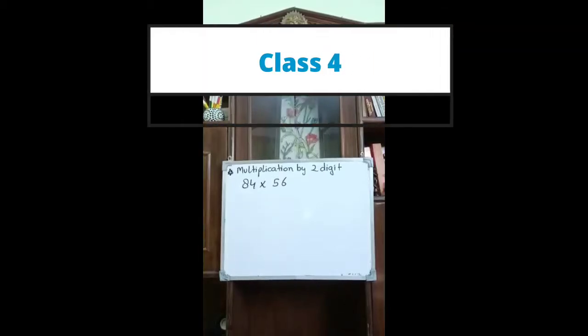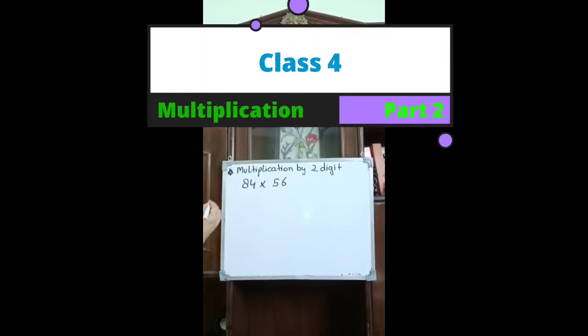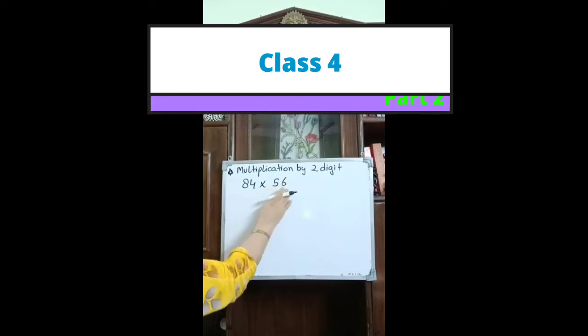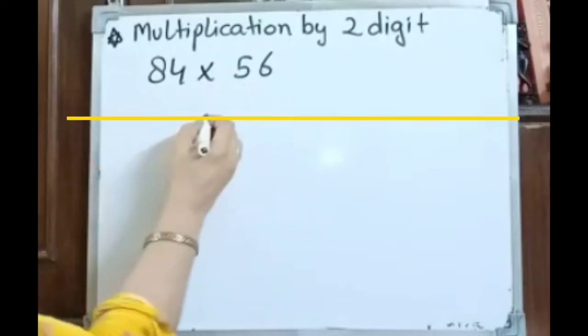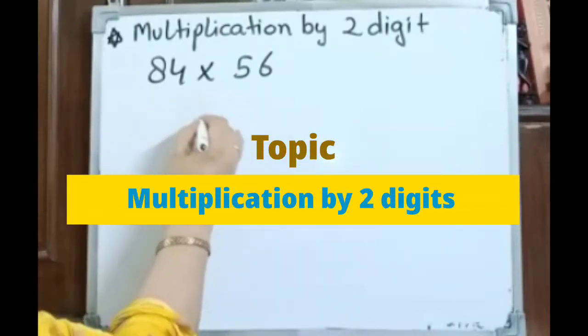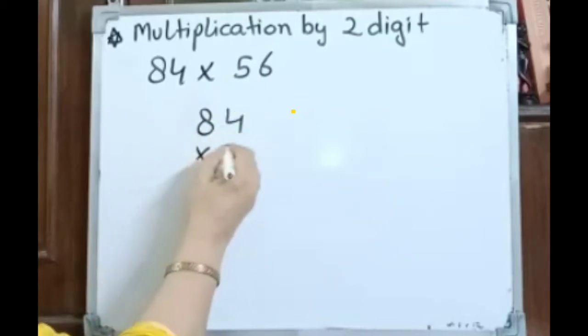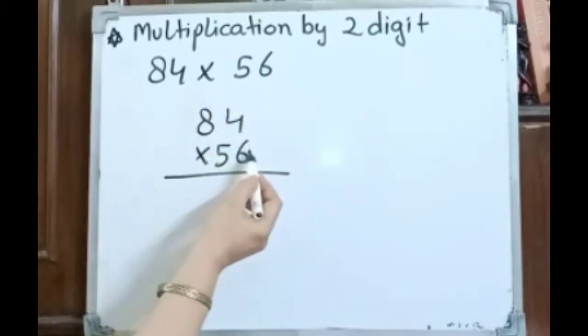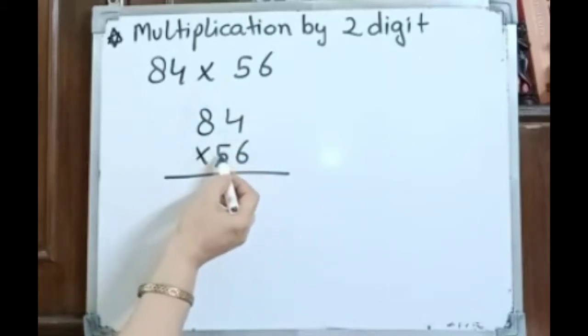This is multiplication by 2 digits. 84 multiplied by 56. Now no need to take the 56 table, as it is not possible. So what to do? I am telling you, just write here 84 and here 56. Now what to do? First take the table of 6, then take the table of 5.